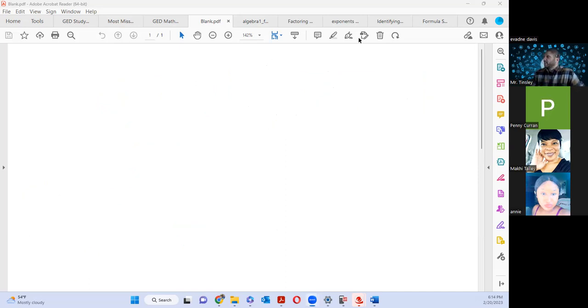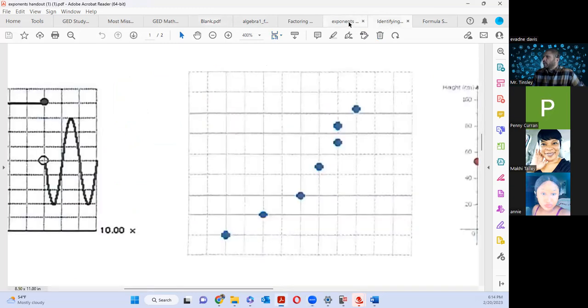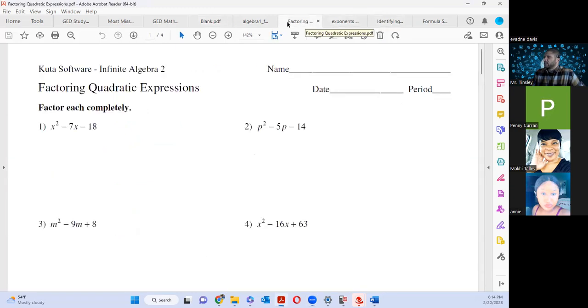Okay. The next thing I wanted to look at was factoring a quadratic equation. I've marked about 11 or 12 quizzes or practice tests, and a lot of people got this wrong. So I just want to revisit it real fast.